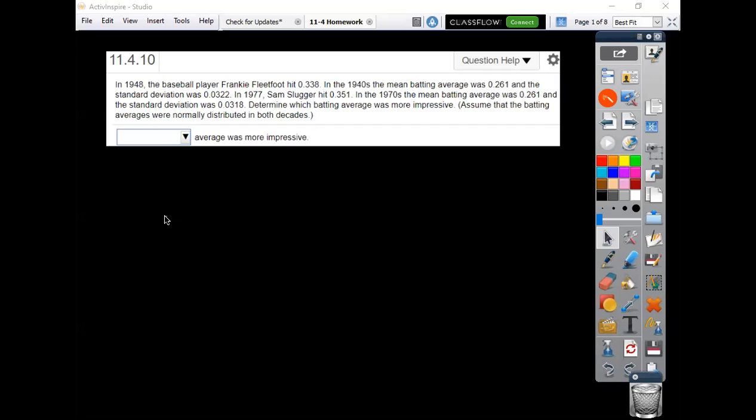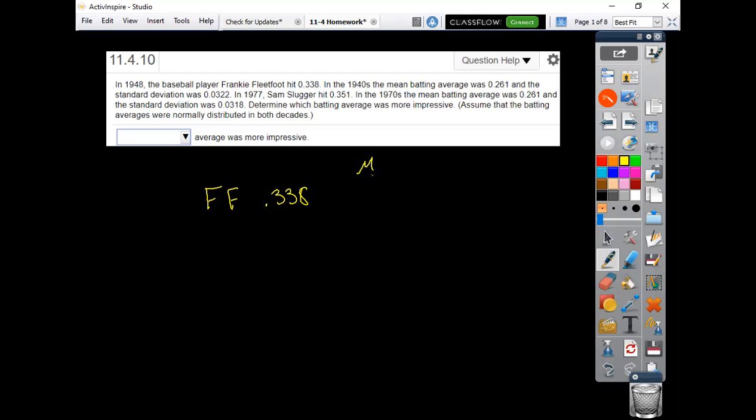Okay, number 10, we got some baseball players, different times, different means, different standard deviations, and we're supposed to compare them to see who had the better batting average. So we got Frankie Fleetwood, and this isn't the mean, this is his actual data. Batting average was 0.338.